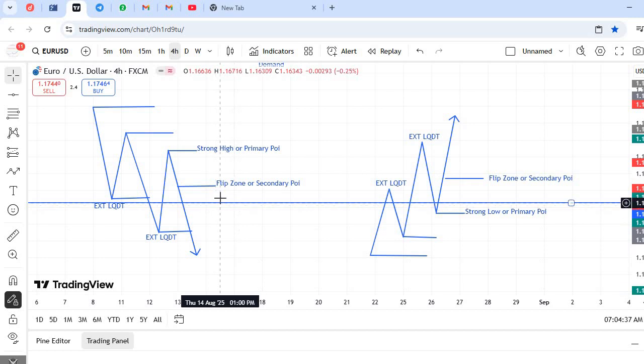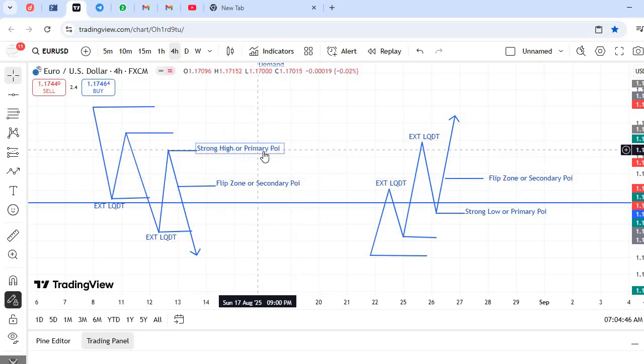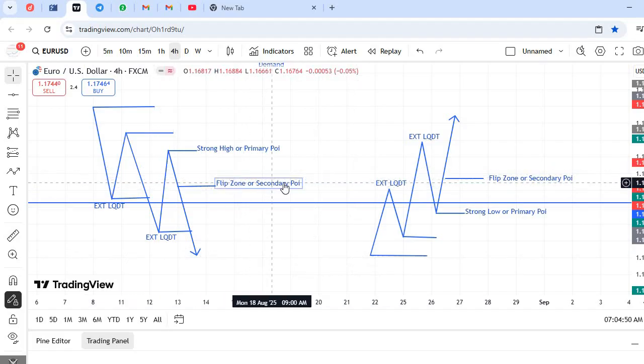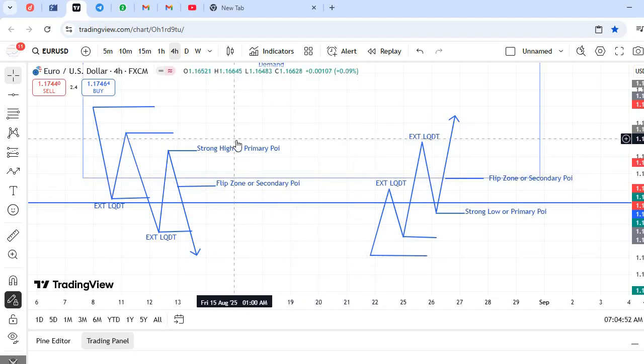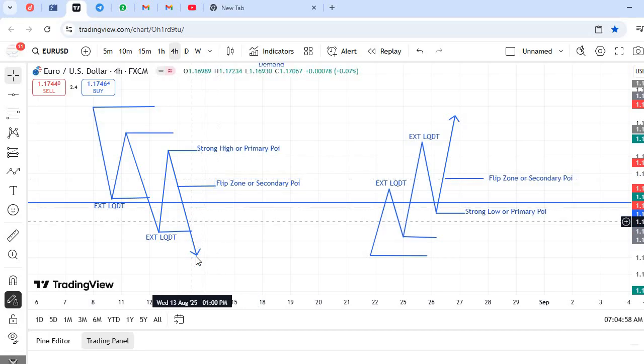So now we have two zones here. We have the flip zone or secondary point of interest, and we also have the strong high or primary point of interest. So now for this retracement, we are expecting that the retracement will cross this 50% Fibonacci level.